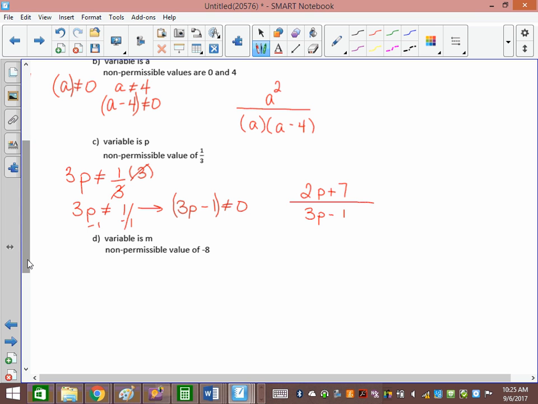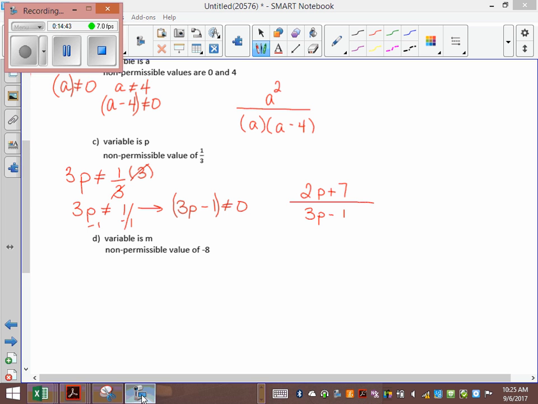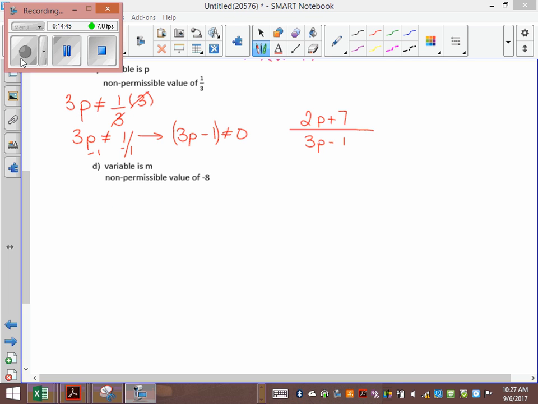Okay, try D. So we have m cannot equal negative 8. How do I move the negative 8 over? I add 8. So I get m plus 8 cannot equal 0. So m plus 8 is my NPV. So I could have 12 over m plus 8.